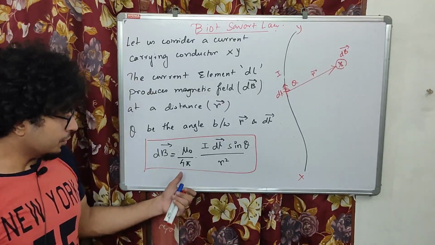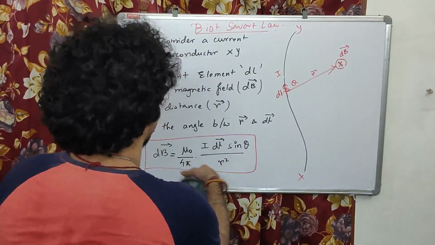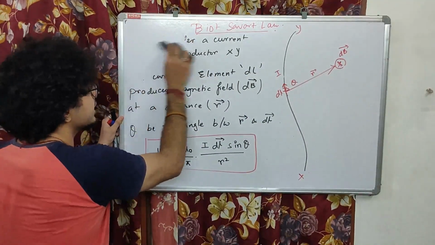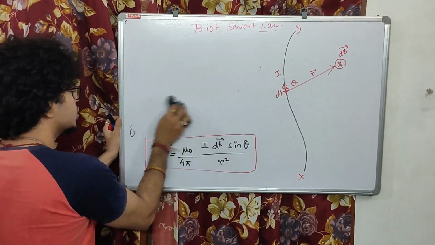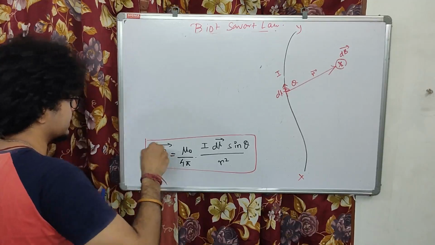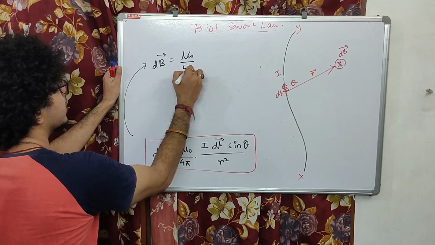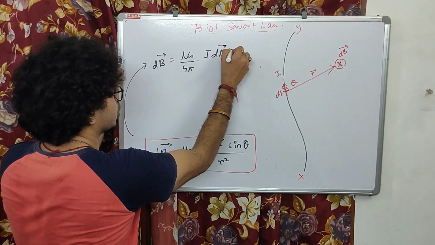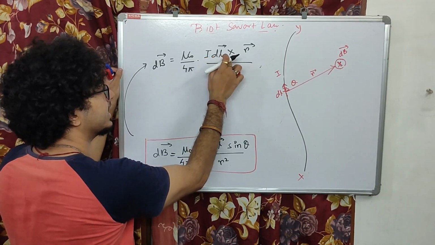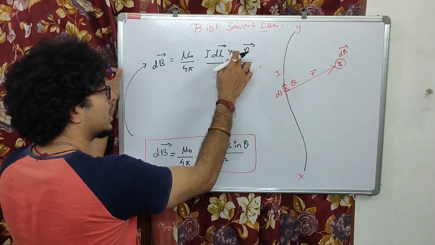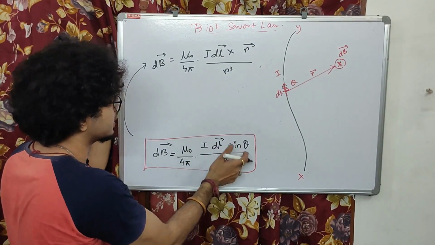Clear? Now this can be modified and written like this. Then it will be very easy for us to calculate and understand the direction of the magnetic field also. This can be written as dB equals mu naught by 4 pi, I dl cross r by r cube. When you do the cross product, it comes out to be I dl r sin theta. Then out of r cube, one r cancels. So ultimately you get this one.